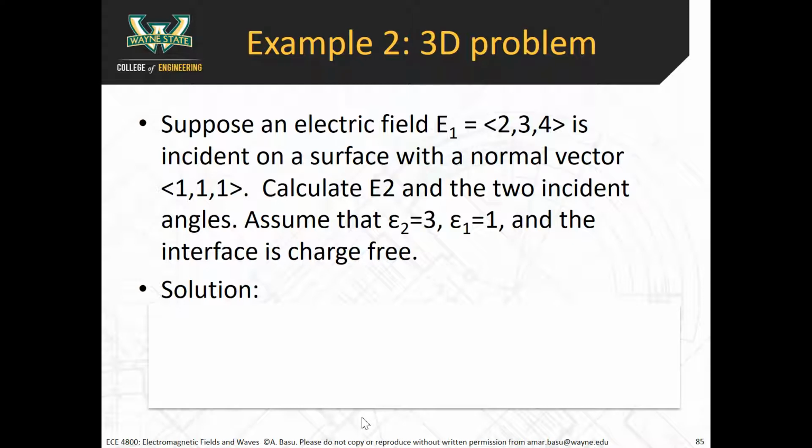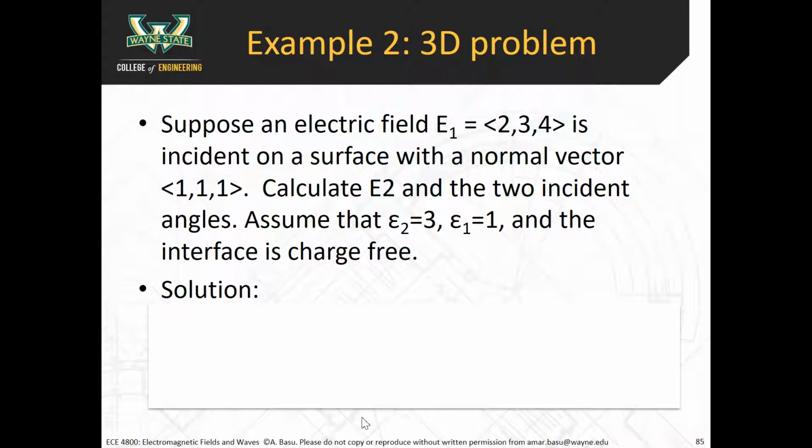All right, so E2n is equal to epsilon 1 over epsilon 2 E1n. And this comes out to 1/3 times 3, 3, 3. This is 1, 1, 1. Because we're given epsilon 1 is equal to 1, epsilon 2 is equal to 3. So that's where this 1/3 came from. E1n we figured out in the first part of the problem, 3, 3, 3. Multiply the two together, so we have E2n is equal to 1, 1, 1.